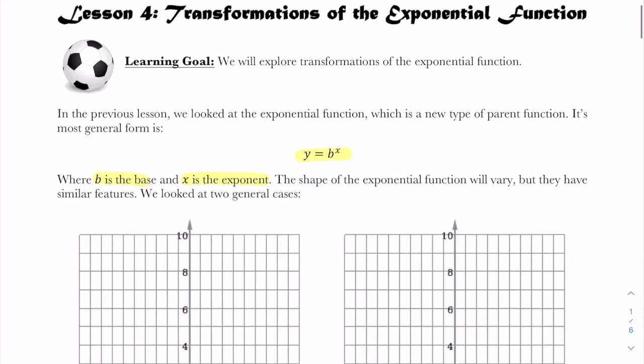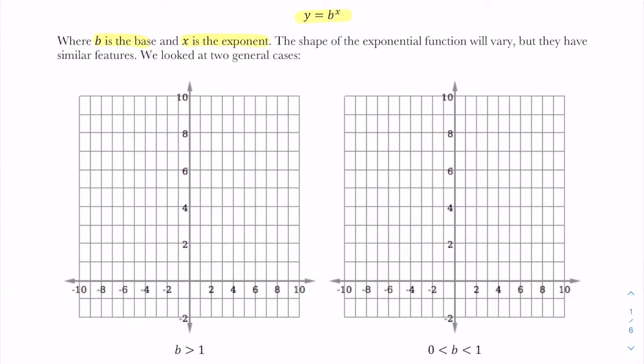Let's summarize below. The first case is an exponential function that has a base larger than 1. This function will always have a y-intercept of 1, a horizontal asymptote at y equals 0, and it will have a general shape that looks like this.